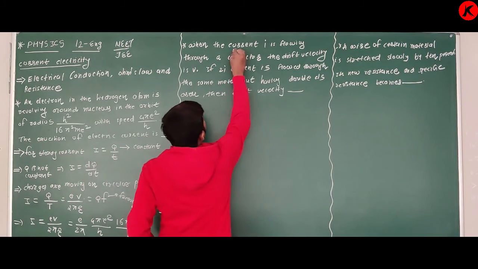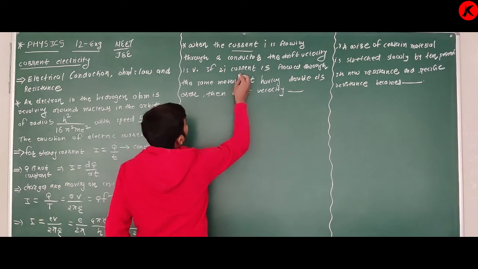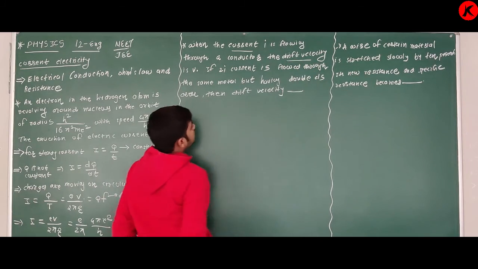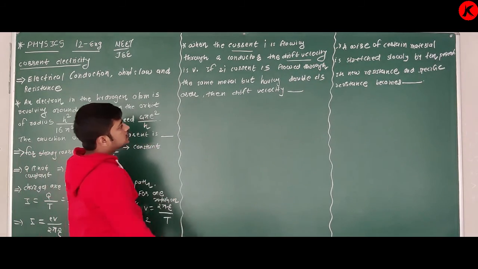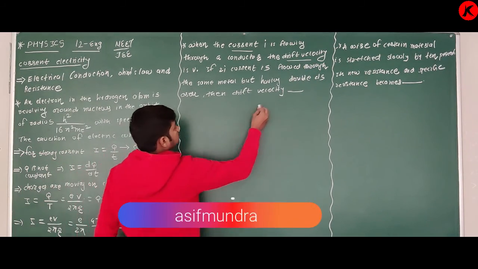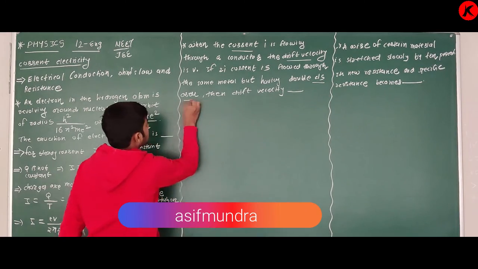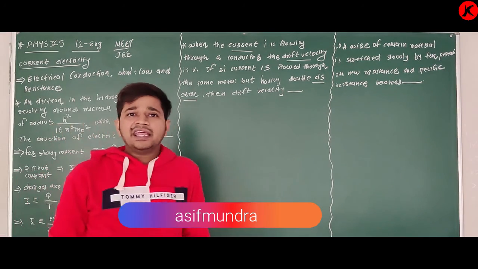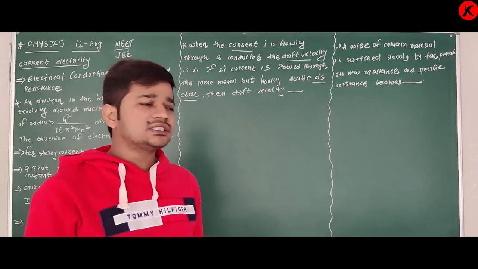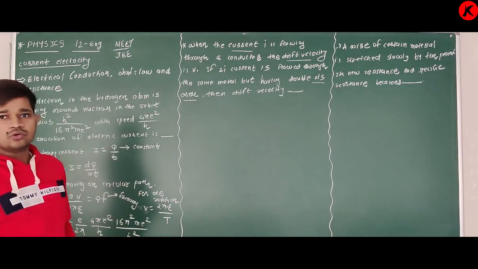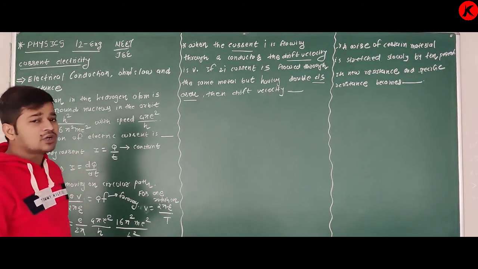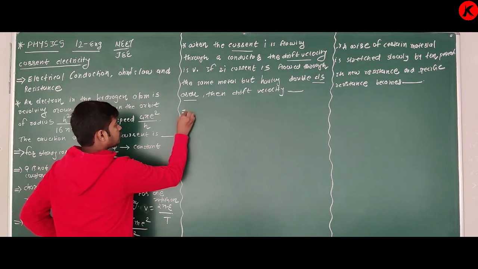First of all, you are given current, then you are given drift velocity, and then a third one, that is cross-sectional area. So first of all, identify the relation between these quantities. Do you have any relation between these quantities? Yes, we know one equation.